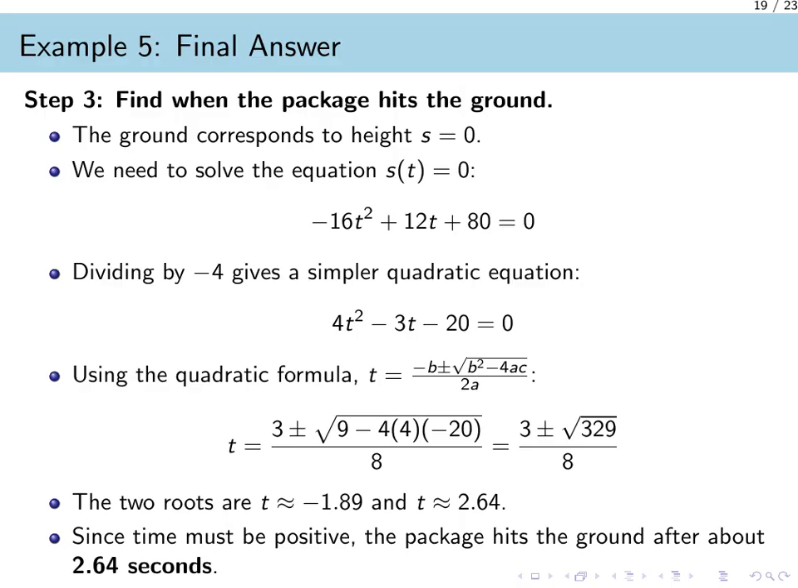One is a negative value, and the other is a positive value of about 2.64. Since time in this physical problem cannot be negative, we can confidently discard the negative root. The only physically meaningful answer is that the package hits the ground about 2.64 seconds after being dropped.